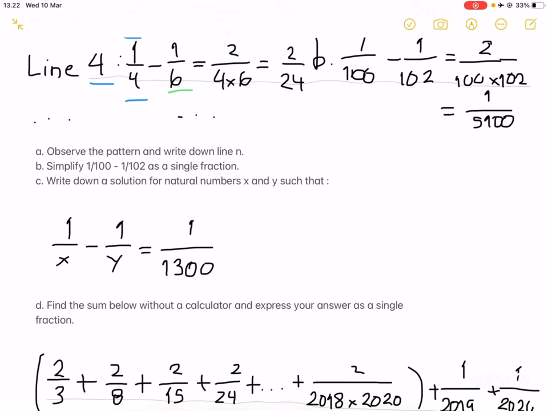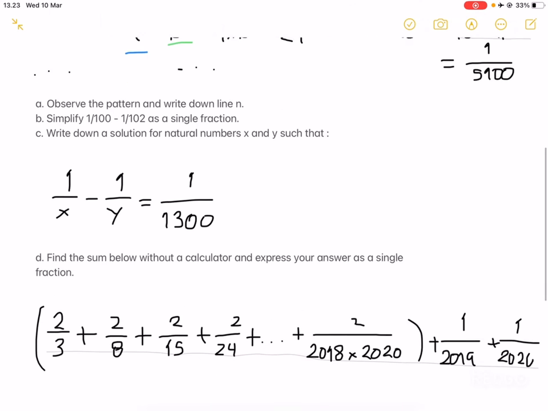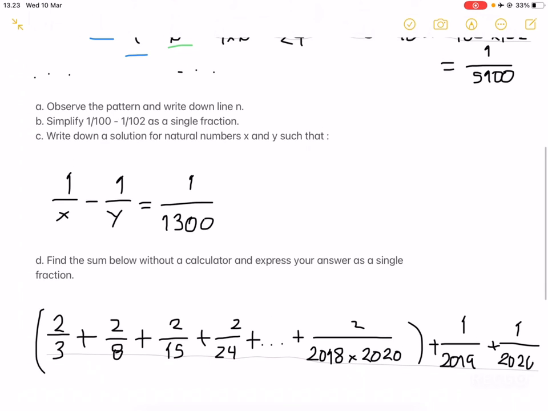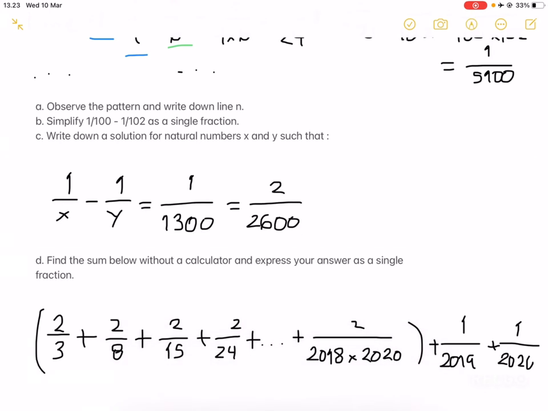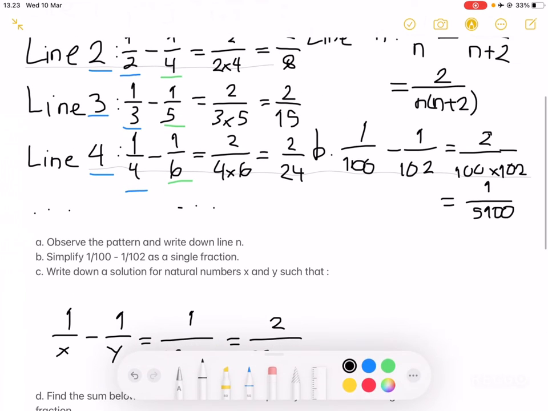So for part C, write down a solution for natural numbers x and y such that this satisfies this. So I have 1 over x minus 1 over y equals 1 over 1,300. And perhaps I'll just rewrite this fraction a little bit differently, just to keep this equal to this format right there.